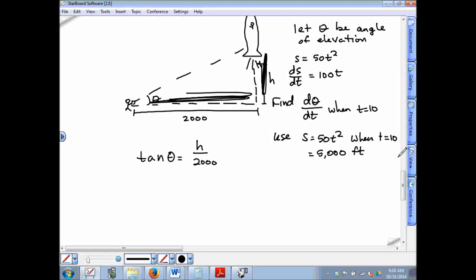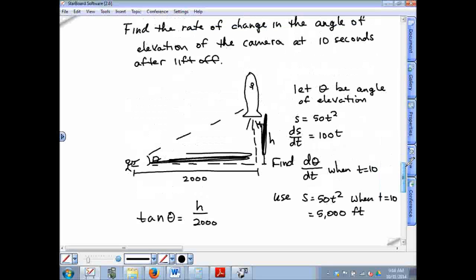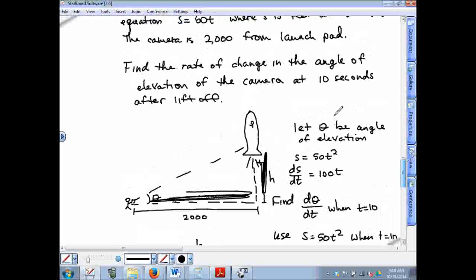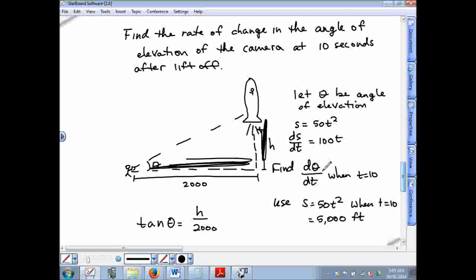So the question, you guys remember what the question is. We can't get lost with everything they're doing that we forget the question. Find the rate of change in the angle of elevation. We're not supposed to find the rate of change of the height of the rocket. We're supposed to find the rate of change, so it's d theta dt. Okay?